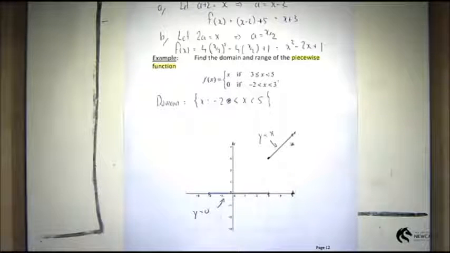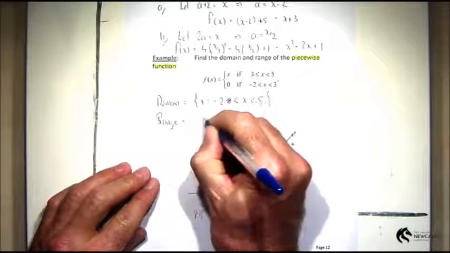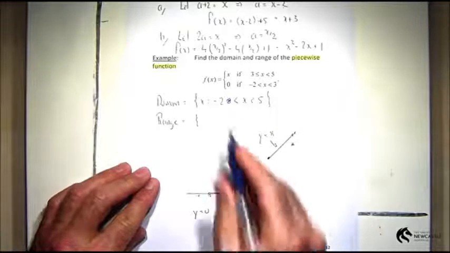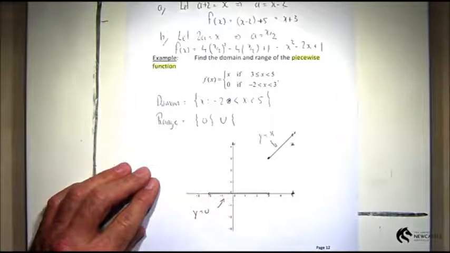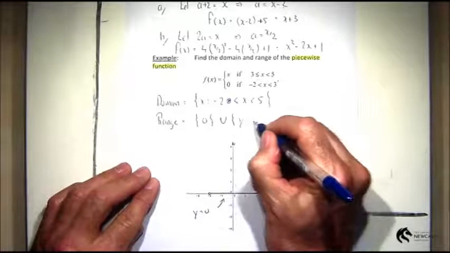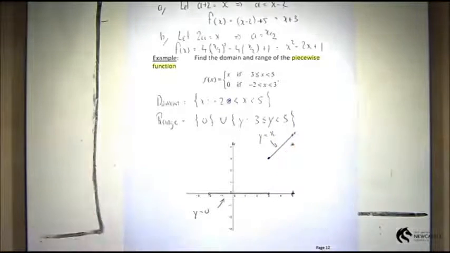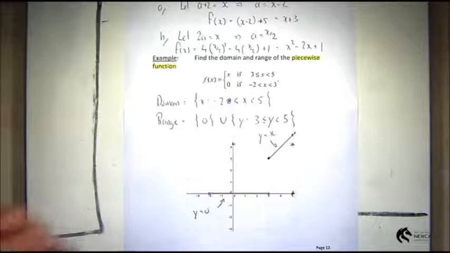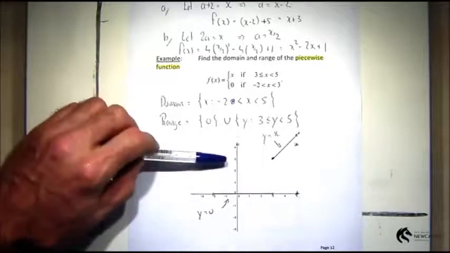The associated values for y, the range, will be in here just 0, and plus, or union, to use the set notation that we introduced earlier, these values here between 3 and this one here will go up to 5. So it's the set of y values between 3 and 5. That's our range in that case. The values for y for which there is an x value associated with it, 0, and then those values of y here.